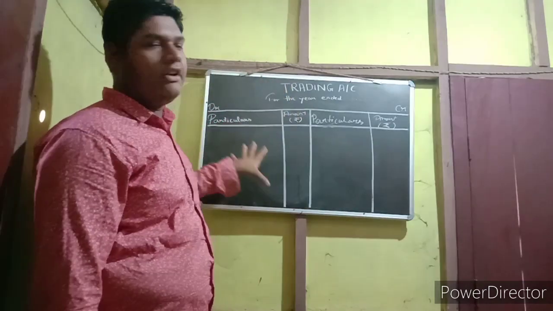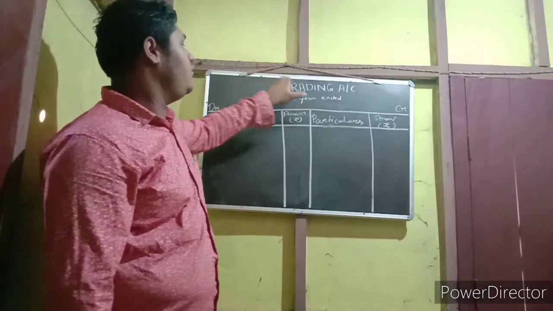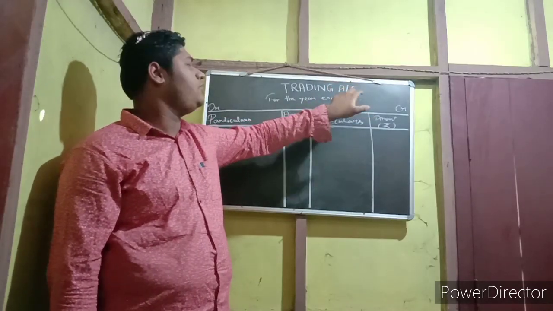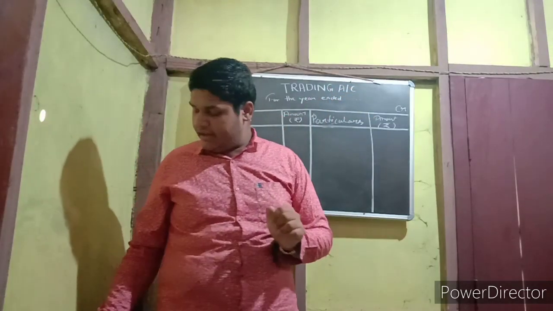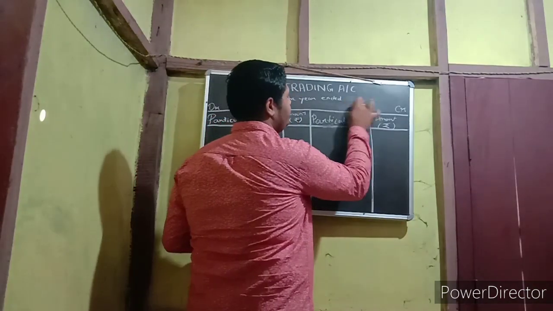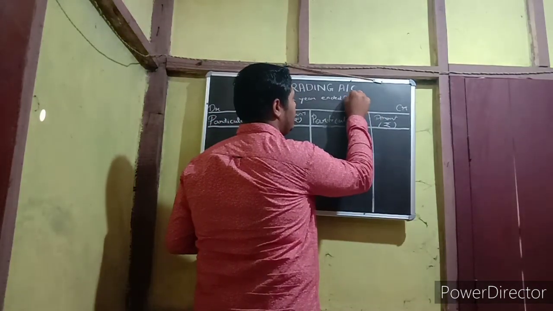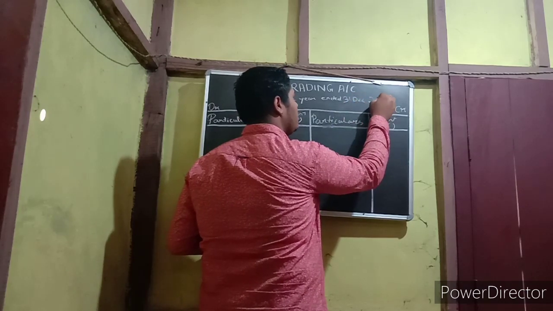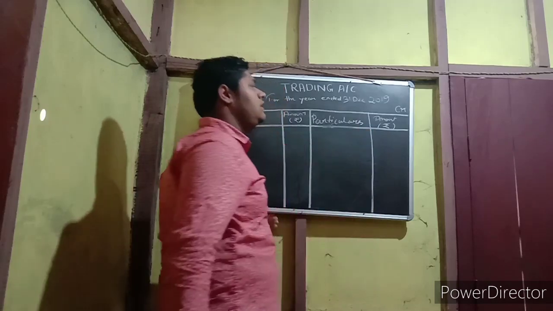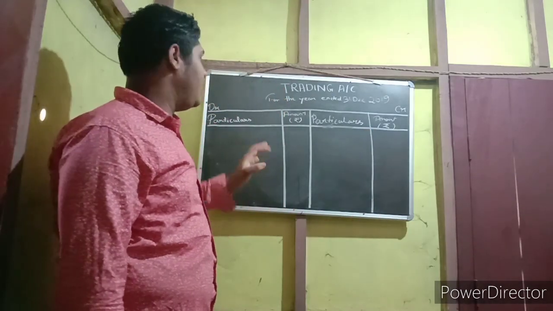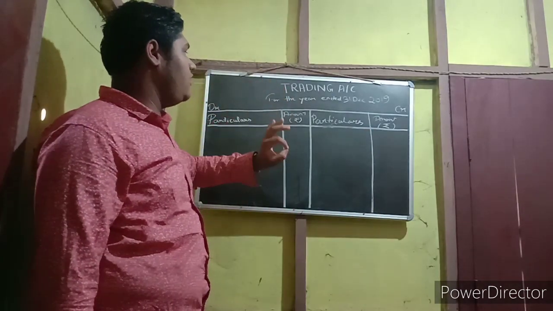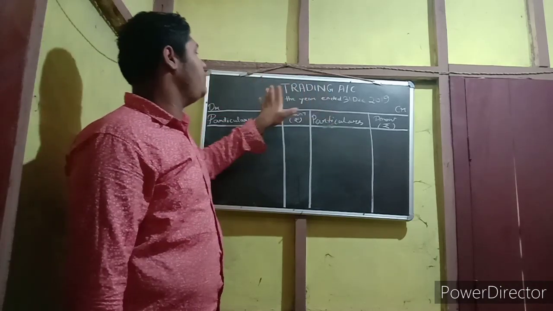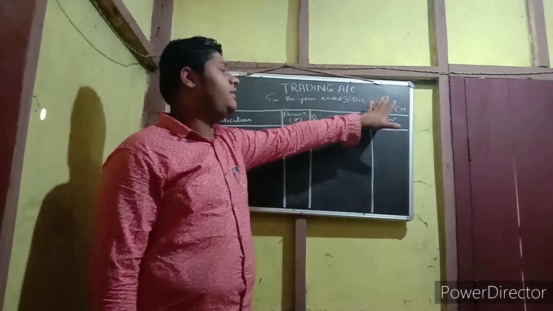This is the format of the trading account. Trading account for the year ended, suppose the company has ended the year on 31st December, so we have to write like this: year ended 31st December 2019. In the last video I also said that trading account and profit and loss account have to make the entry for the year ended. So, trading account for the year ended 31st December 2019.